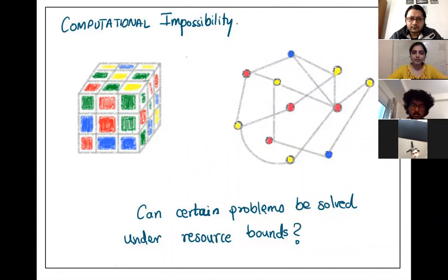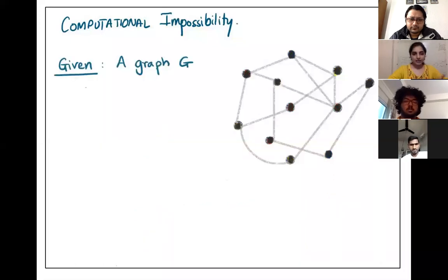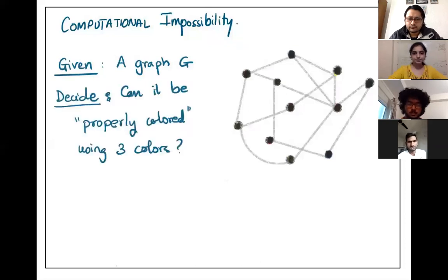So for example, when you're given a computational problem, you will ask things like, can this be solved in time so and so? Or can this be solved in space so and so? So these are the typical computational questions. And here what we are going to talk about is showing impossibilities of such statements. Okay. So imagine I give you a concrete example. You are given a graph. I hope everybody knows what a graph is. It's a set of vertices connected by certain edges.